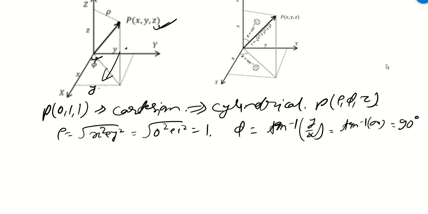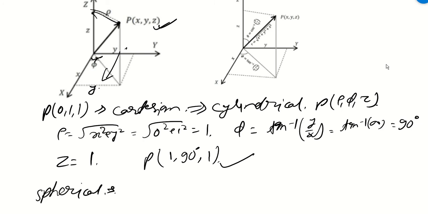Then we will find z. z is the same thing: whatever z component is there in the Cartesian system, the same will be there in the cylindrical system. So z will be 1. Thus we have found P in cylindrical coordinates as 1, 90 degrees, that is pi by 2, comma 1. Okay. Now we will find from Cartesian to spherical.